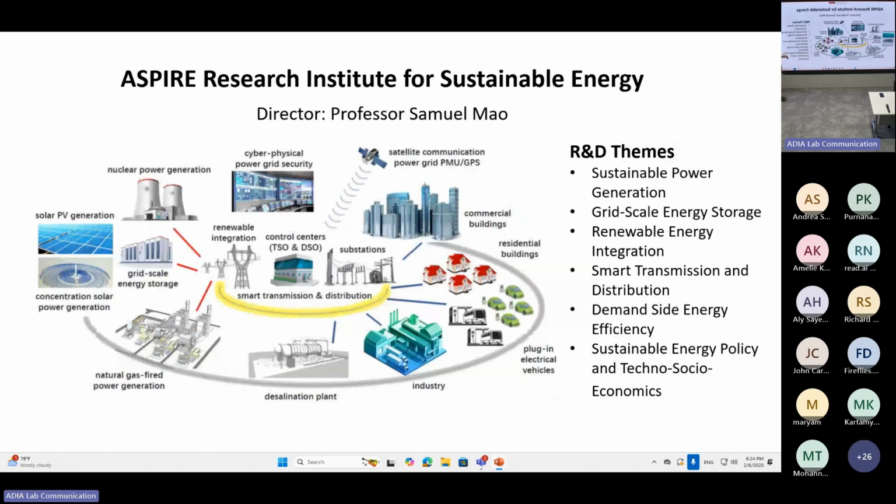Next one. And the final slide. I'm the director of the Aspiris Institute for Sustainable Energy, where at Halifax University we look at power generation, grid-scale energy storage, renewable energy integration, smart transmission, distribution, and demand-side energy efficiency, in particular the more efficient integration of renewable power into, for example, desalination, better EV charging, and building energy efficiency. And now we have a small team doing sustainable energy policy and techno-economics. And thank you for your attention.